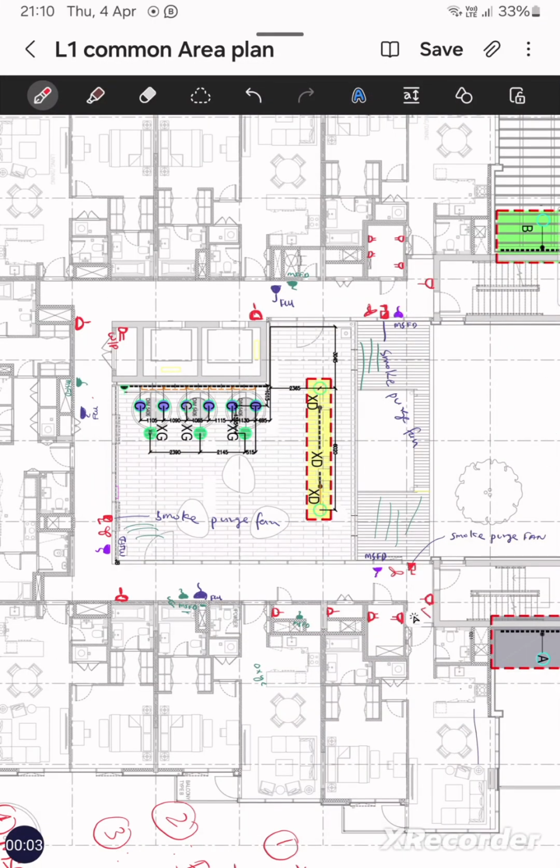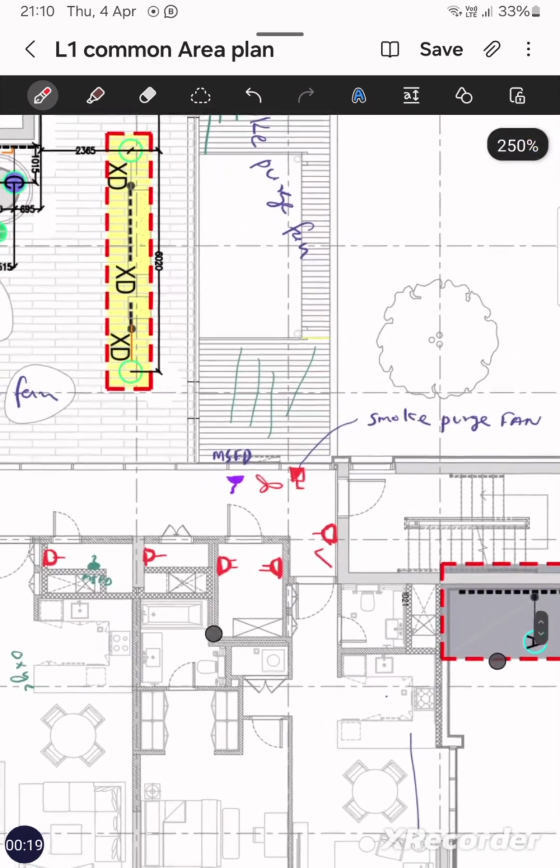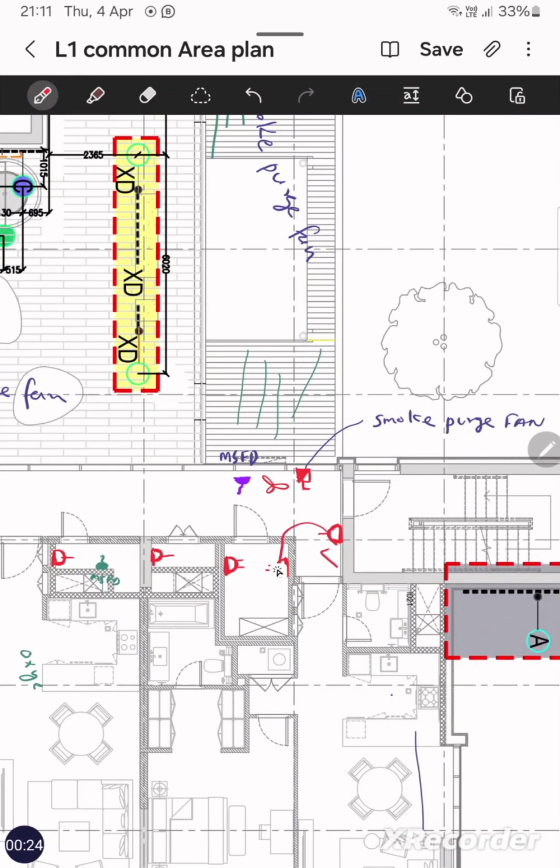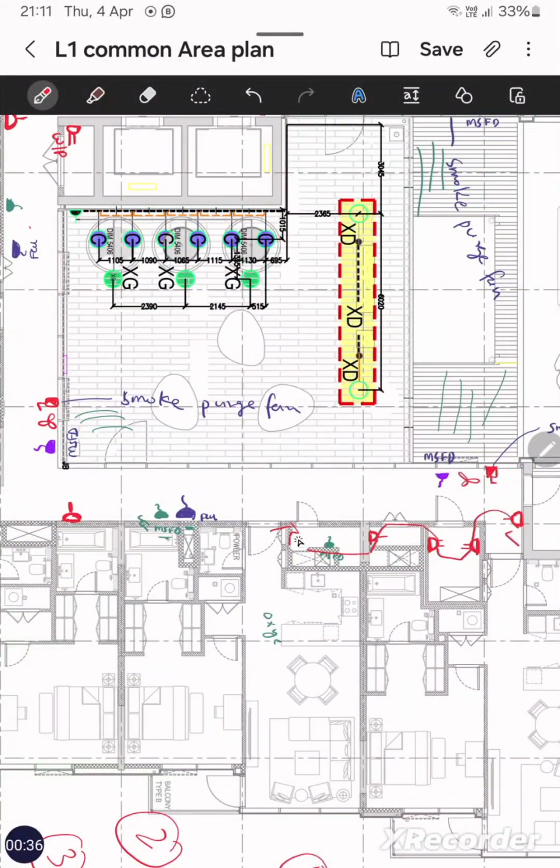Now let us start the circuit formation for the general purpose socket first, then the smoke purging fan, then the FCU, and lastly we will do the circuit formation for the MSFD. So let us start with the general purpose socket. Here we have one general purpose socket. It will be looped with this, looped with this, looped with this, and looped with this. So 1, 2, 3, 4, 5, 6, 7, 8. As there are 8 sockets in the loop, it will be a ring circuit. It is going to the DB.